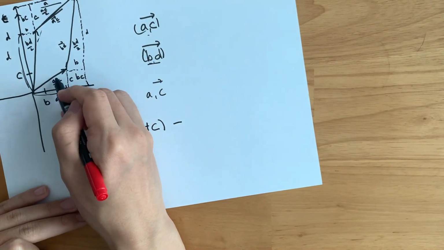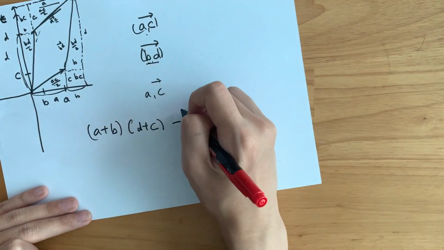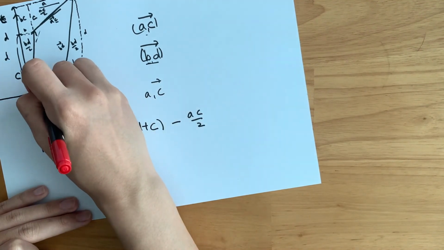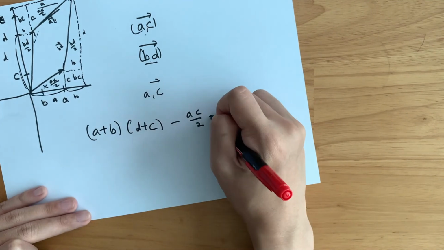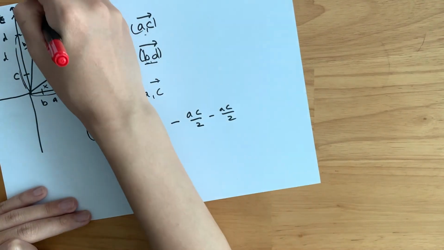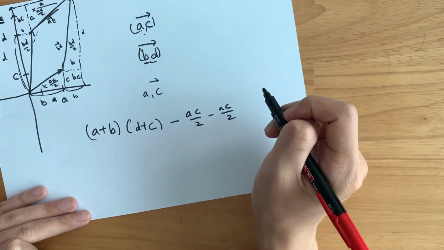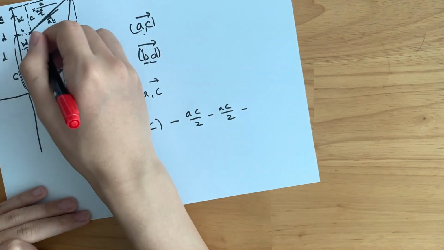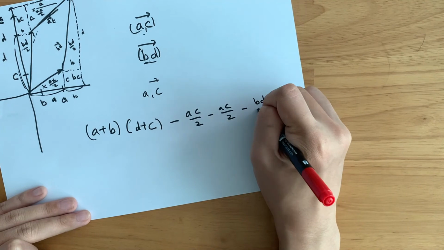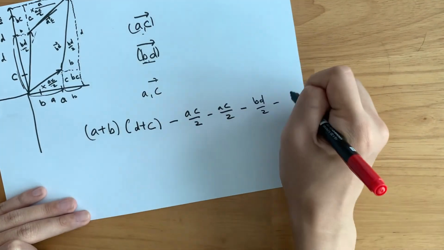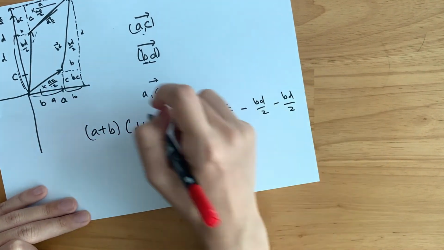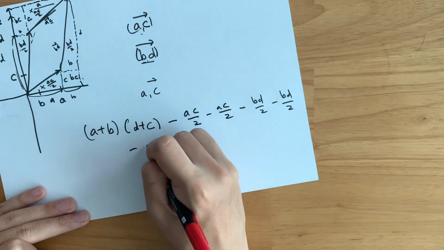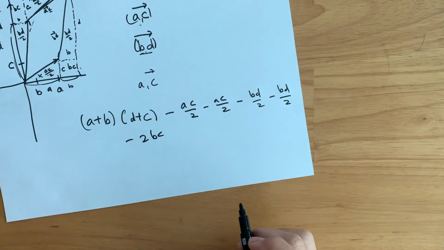We can just subtract this area, right? So we subtract this by AC divided by 2. We subtract this part, and we just subtract AC divided by 2. Right? Minus BD divided by 2. This is also BD divided by 2. Minus, this is BC, and this is also BC. So 2BC, right?